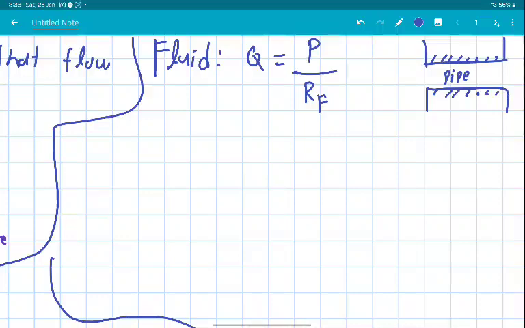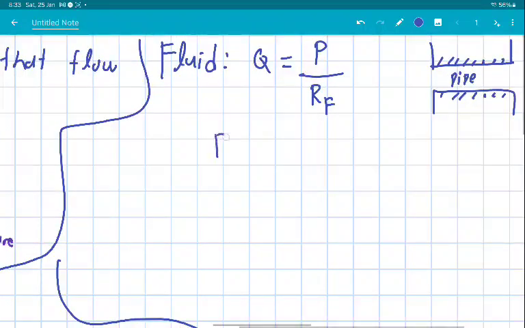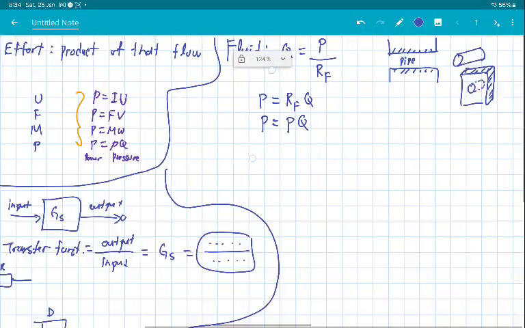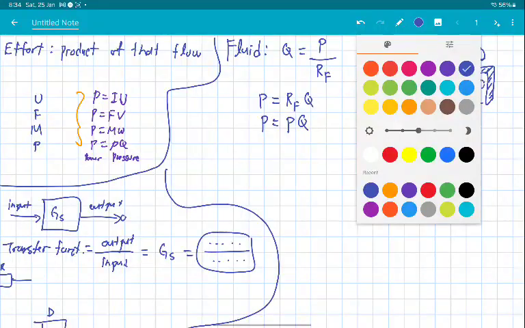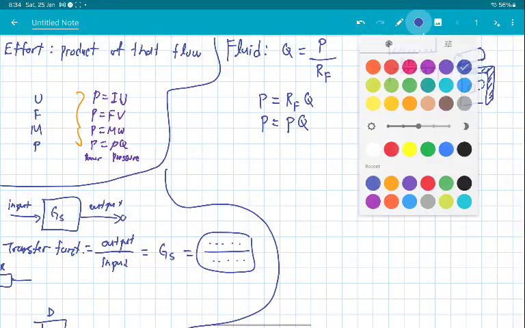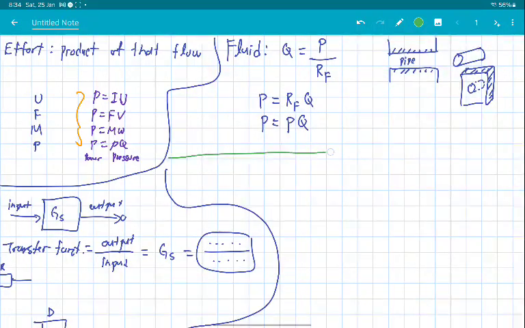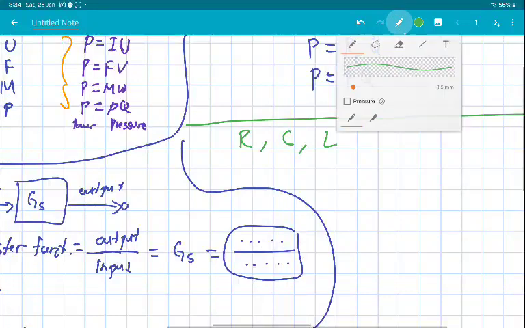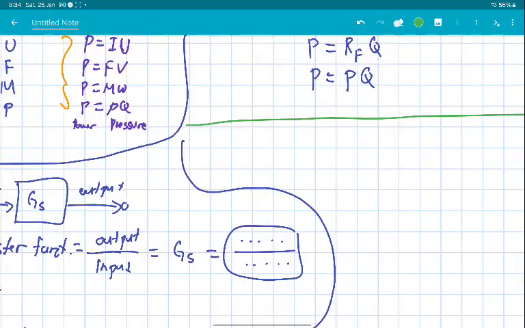Other than that, you also need to know that P is equal to RFQ, and power is also equal to pressure times flow rate. So this would be all of your formulas in terms of just resistance. And inside electrical systems, you have resistance, capacitors, and inductance. So that covers your resistance part.